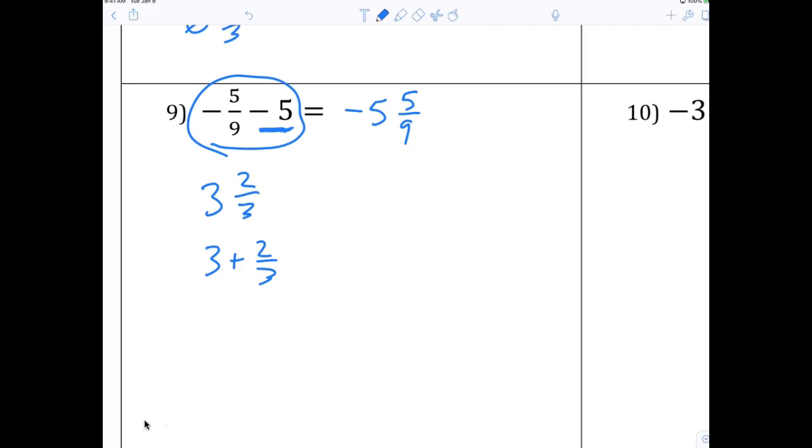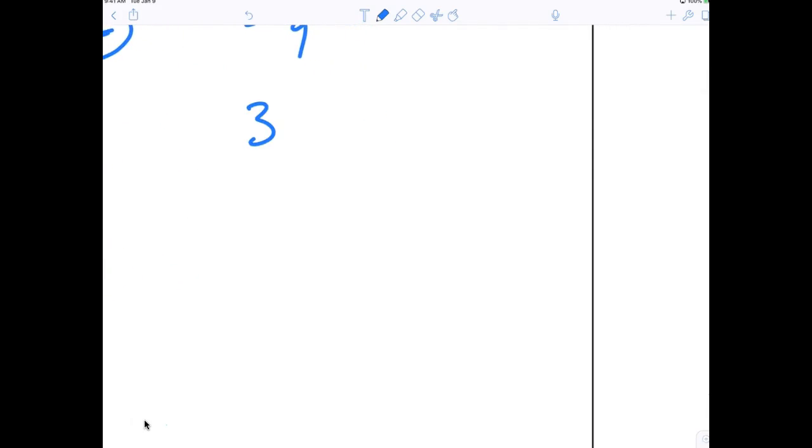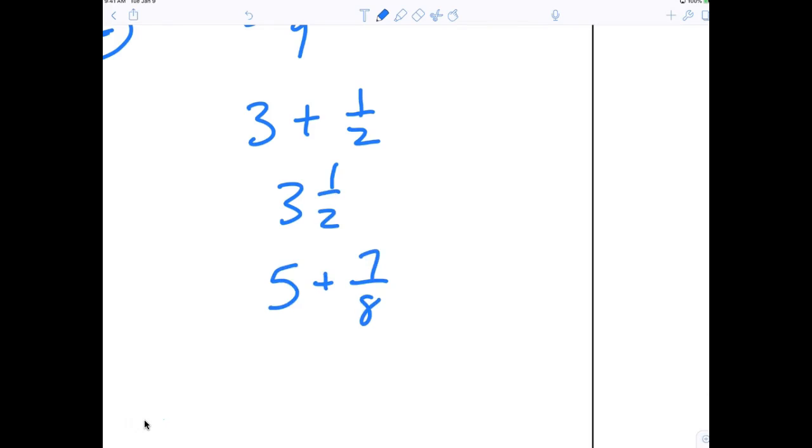Am I making sense? That's okay. You ready for another example? What if I said this? If I said 3 plus 1/2, what's that? That's exactly right. It's 3 and 1/2. What's 5 plus 7/8? What is negative 3 and negative 1/2? That's all I'm telling you. What's negative 5 and negative 7/8?